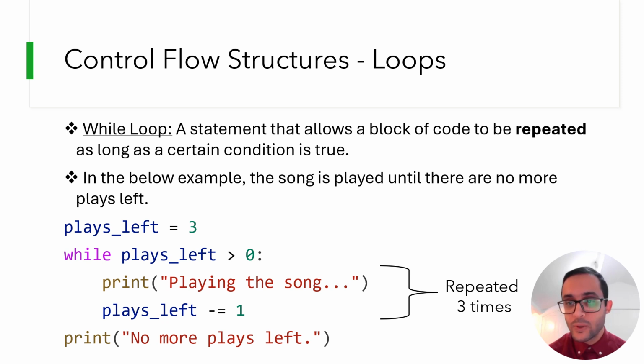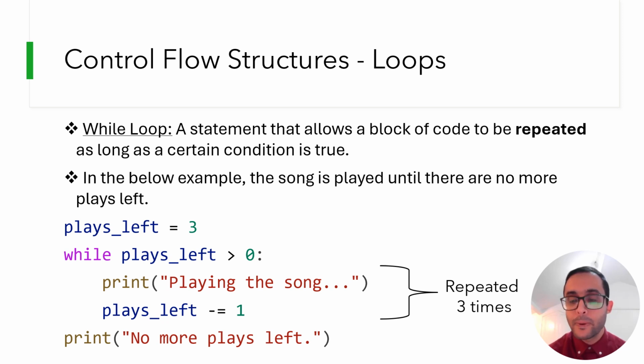The code is as follows. First line, plays left equals 3. Second line, while plays left greater than 0, in other words, as long as the variable plays left is greater than 0. Third line says, print playing the song. Fourth line says, plays left minus equals 1. And this statement decrements the variable plays left by 1 in each iteration or loop.